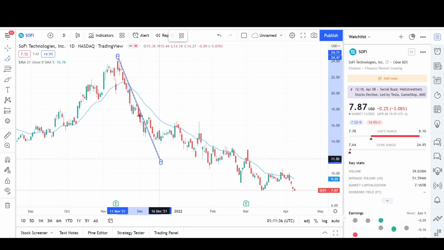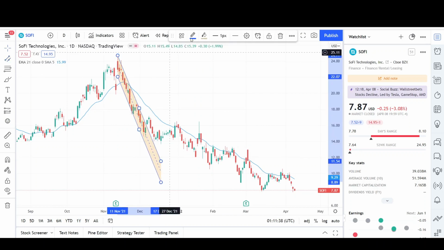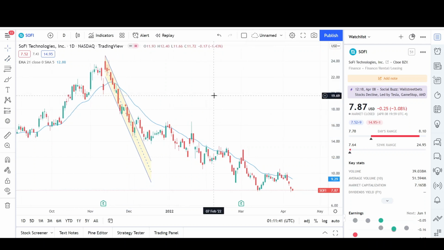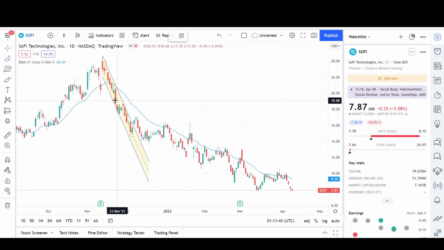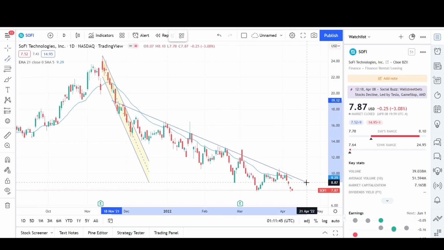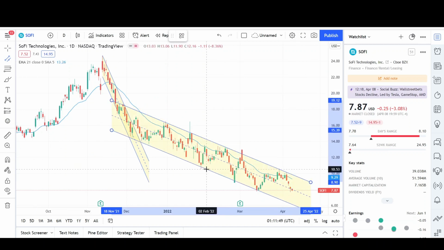So we have this nice spike in channel working lower. I mean, this is just pretty much textbook. It's pretty much perfect technical analysis. It's very easy to do for this stock because it's working very nicely.